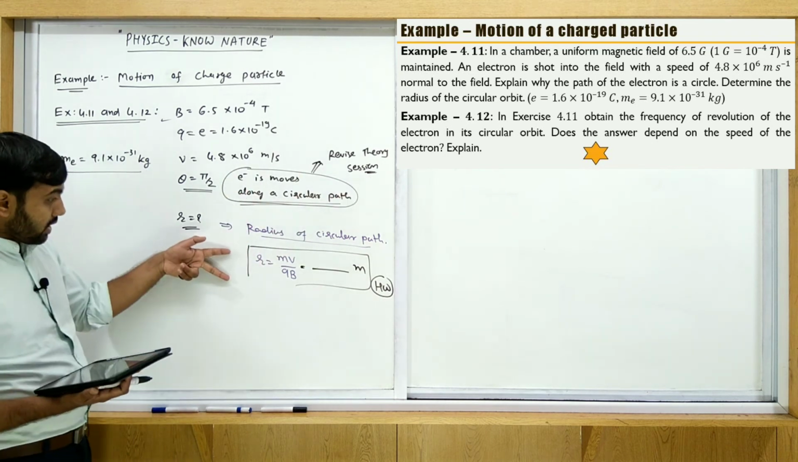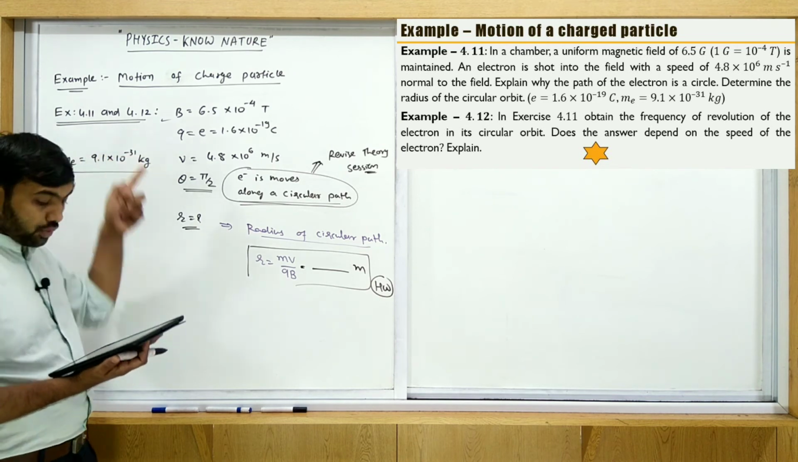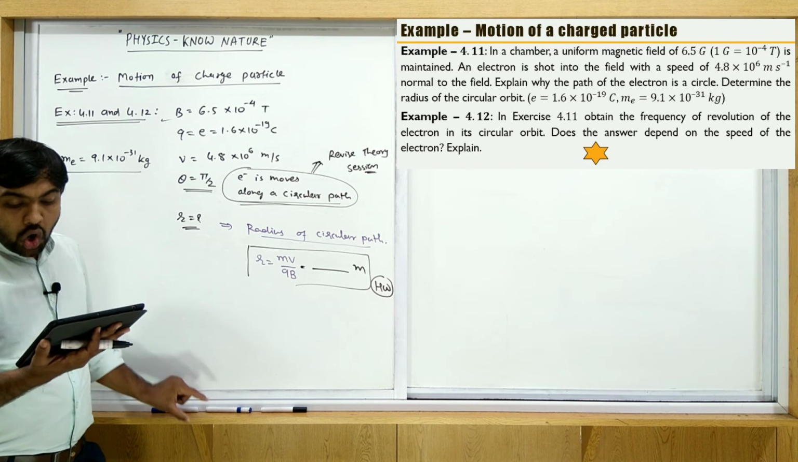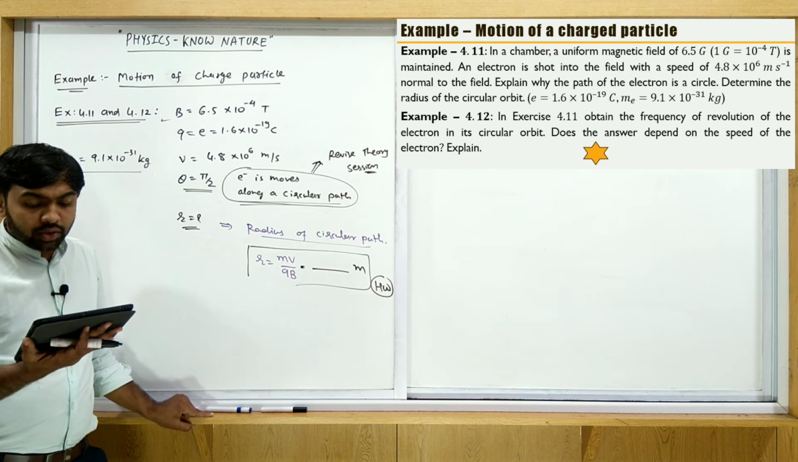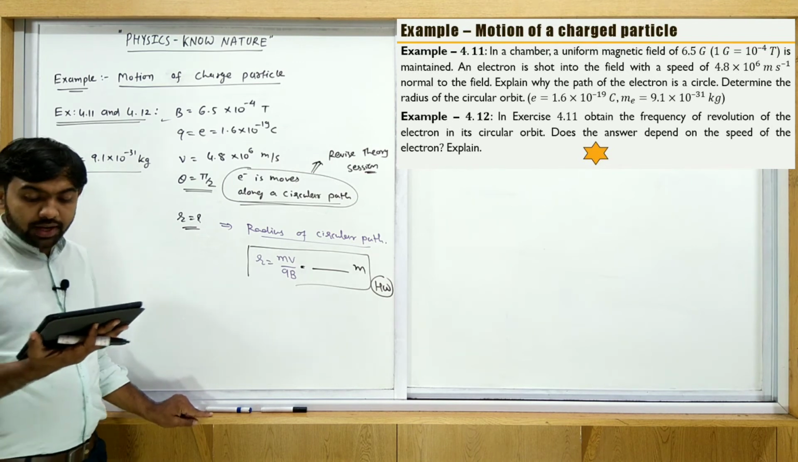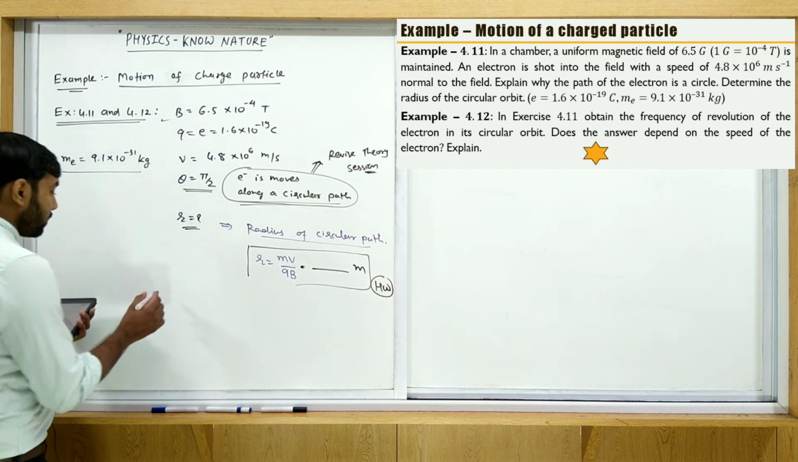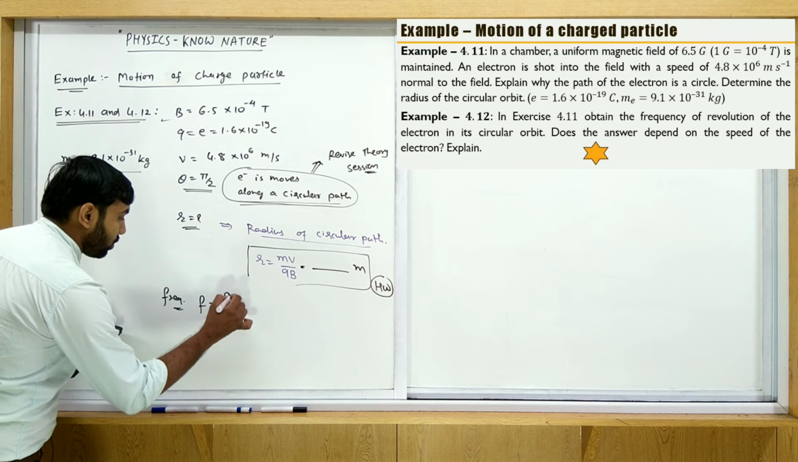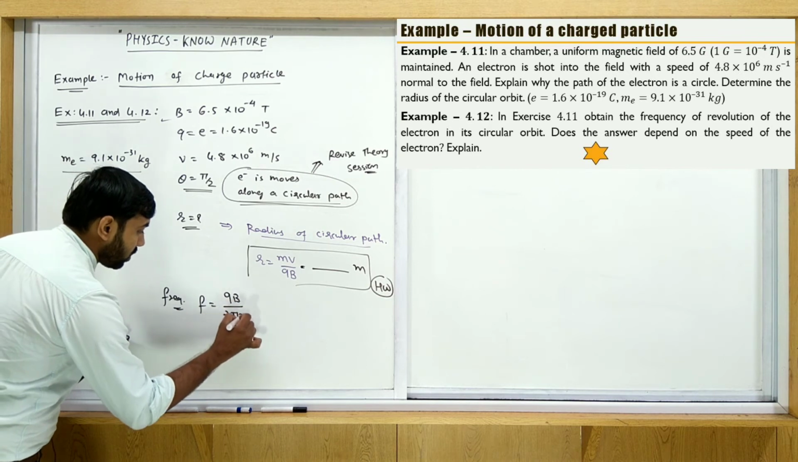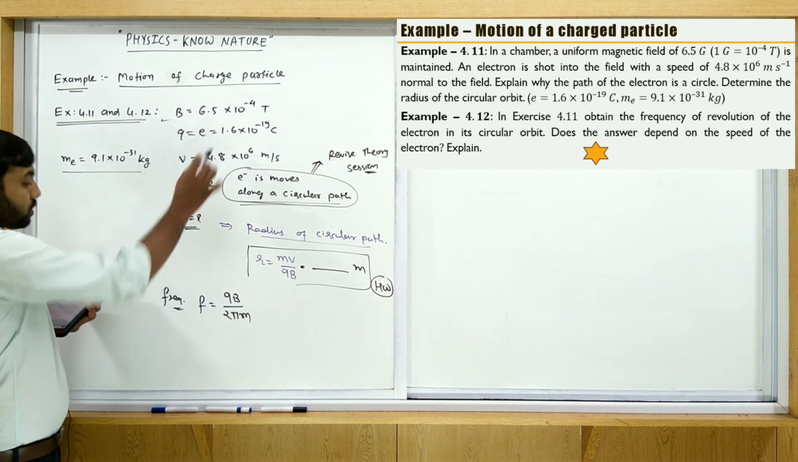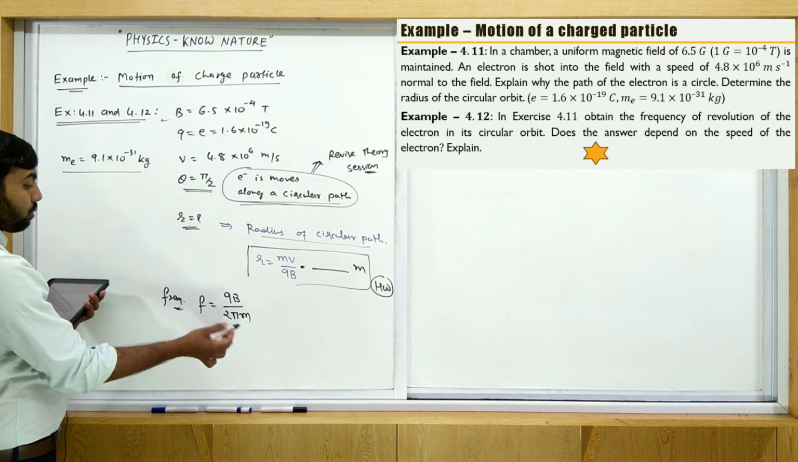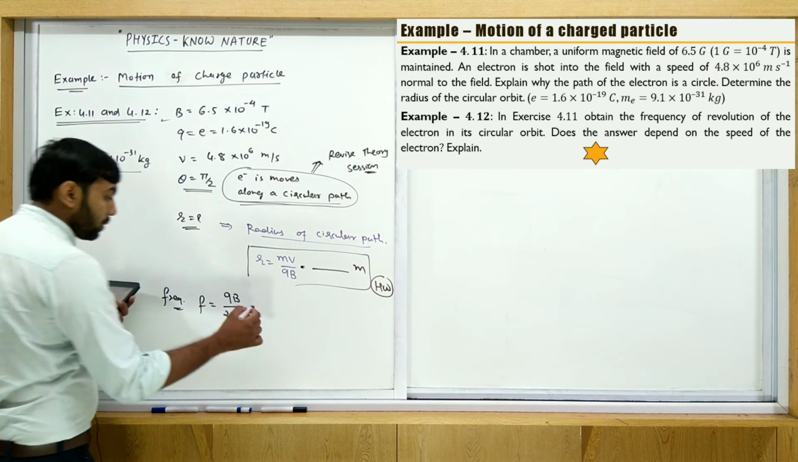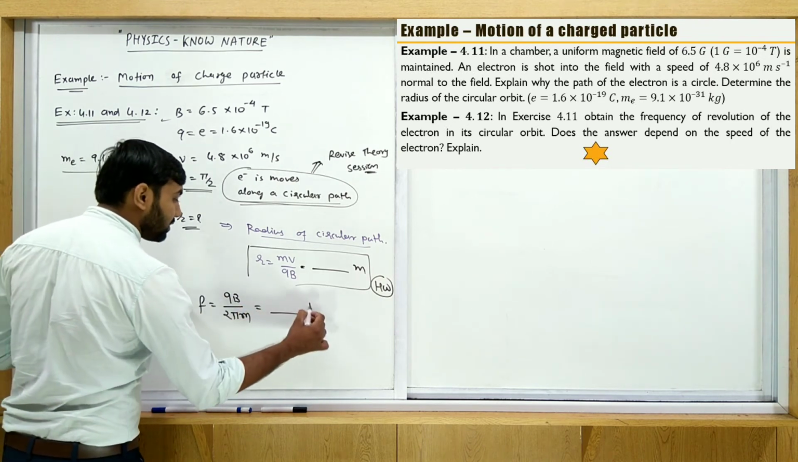Now this is example number 4.11. Now, what is 4.12? In the exercise 4.12, obtain the frequency of revolution of the electron in a circular orbit. So we have to find the answer for frequency. So what is this frequency? f is equal to qB upon 2 pi m. So q is equal to e, given, B given, 2 pi is a very well known value, and m is given, so everything is given here. Put these values in this equation and you get the answer in hertz.